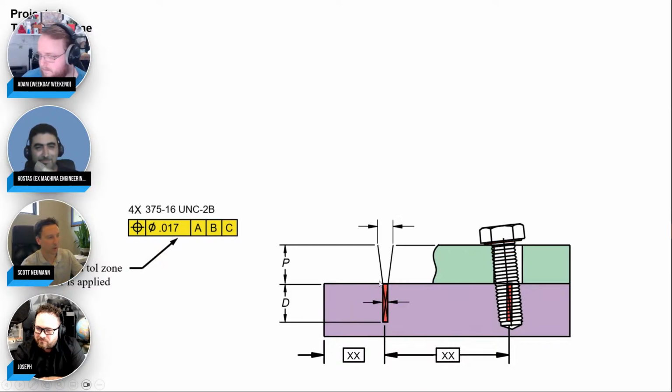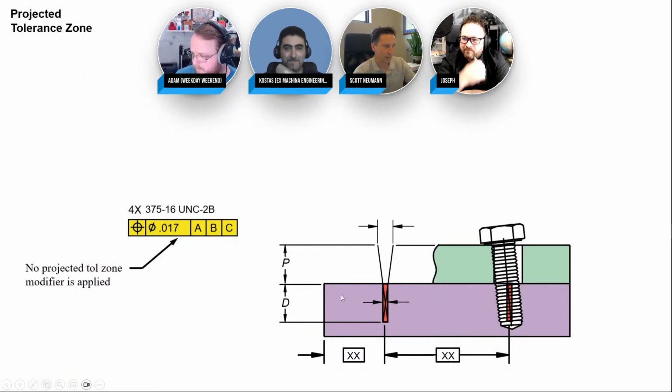So yeah, that's what we call the projection error. And you can calculate this projection error. This is the depth D, that's the depth of engagement, the depth of your threads basically. And then P is the projected height of your fastener, which will basically be the clearance hole's thickness right here.